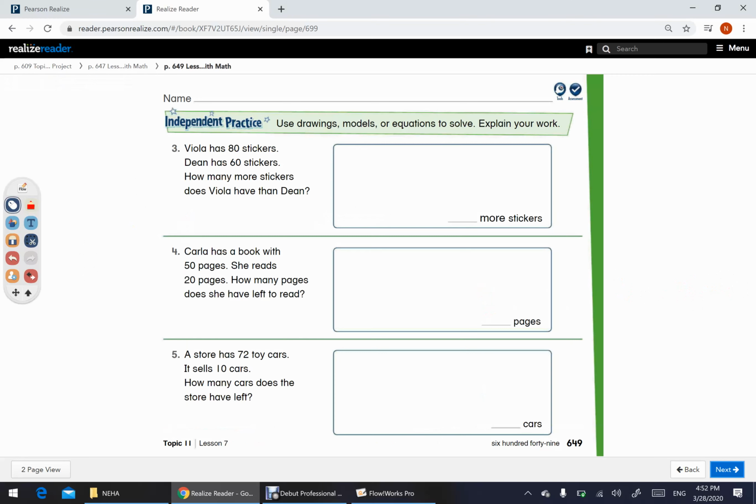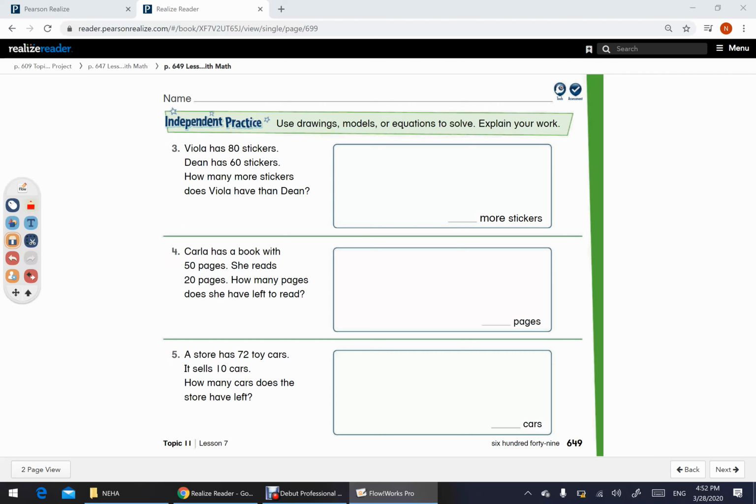Now here, independent practice. This, you have to do by yourself. Okay? The same thing, you can draw, you can use models, or you can also use equations to solve, and then you have to explain your work. Okay, so question number 3 over here, number 4 and number 5. You will do this. Go through the problem, circle the numbers, look for the keywords, draw any pictures which are easy for you, and then you can find the answer. Okay?